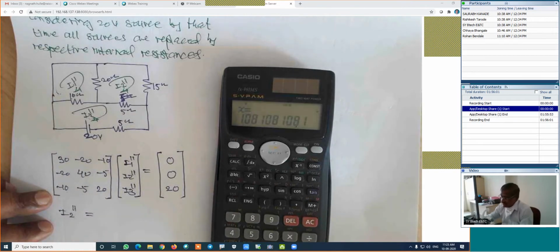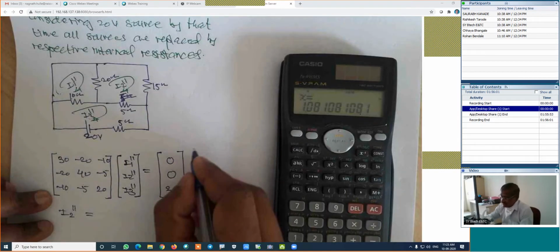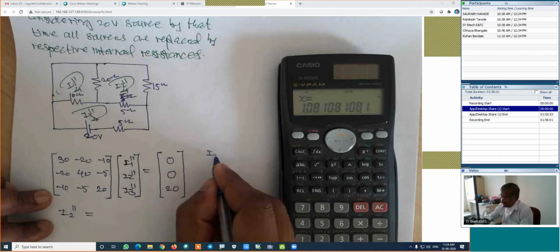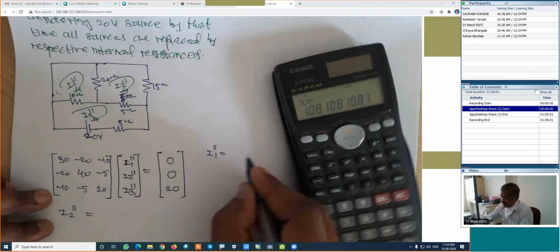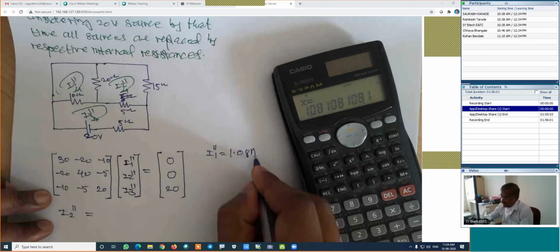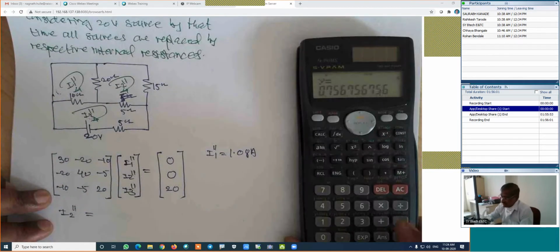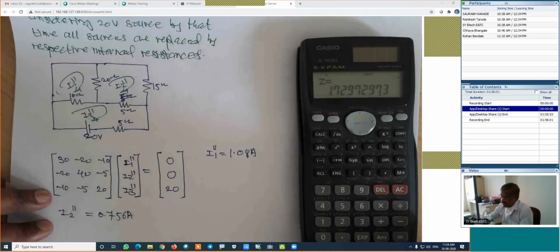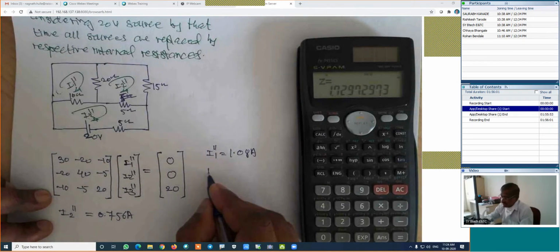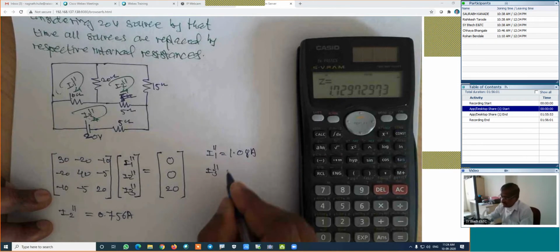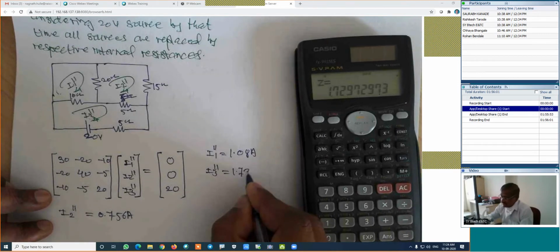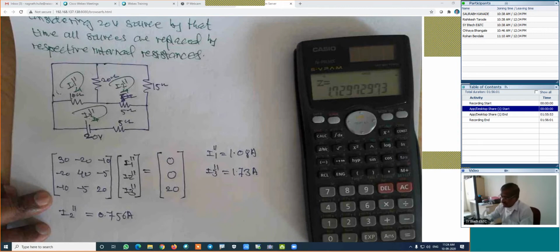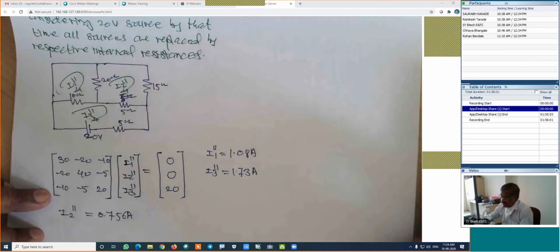Here I am getting I1 double dash. I will write it somewhere here. This value is 1.08 amperes. This I2 double dash is 0.756 amperes. And the third value is I3 double dash. This value is 1.73 amperes. Something like this. This is right.